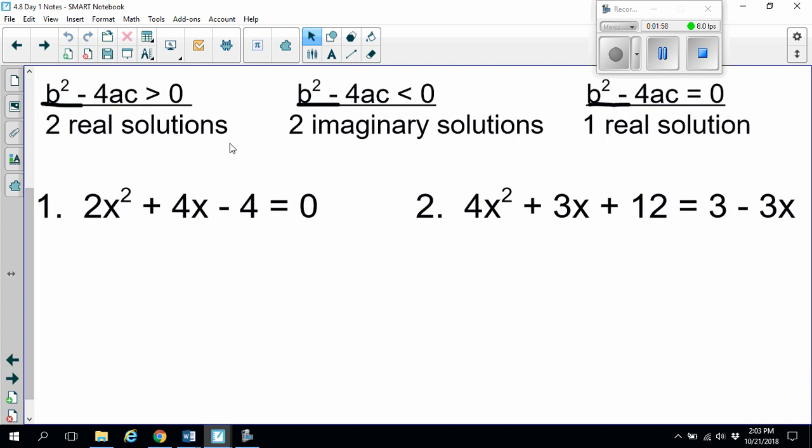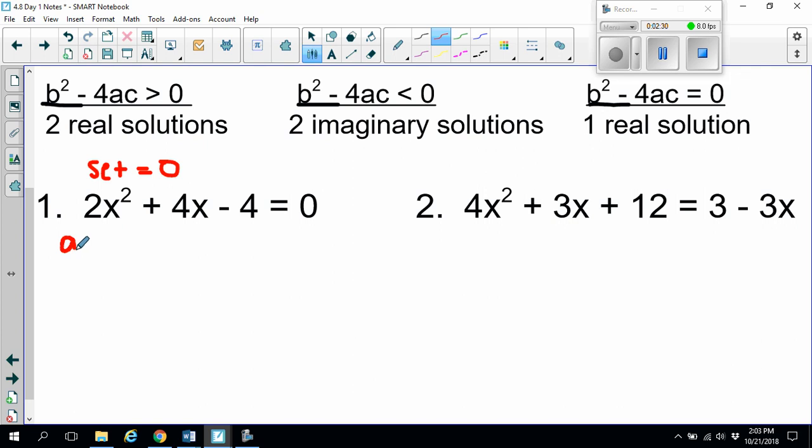So I'm going to keep this up here so we remember if we'll have two real, two imaginary, or one real solution. Okay, we're going to do the first one together. Now, just like factoring, we want to make sure that our quadratic equation is set equal to 0. So I would make sure you write that down into your notes. So it has to be set equal to 0. This will allow us to know what is our a, our b, and our c values. So let's look at 2x squared plus 4x minus 4 equals 0.